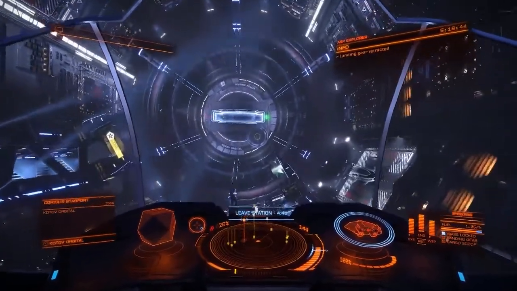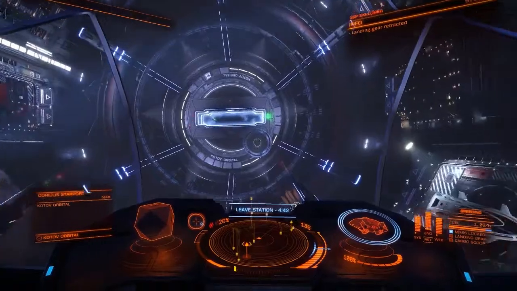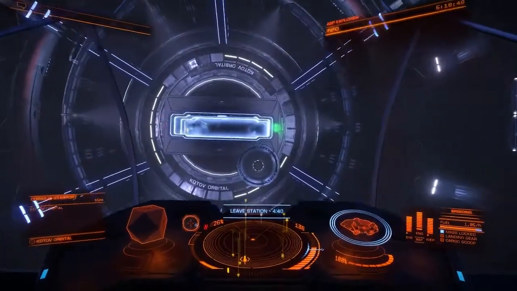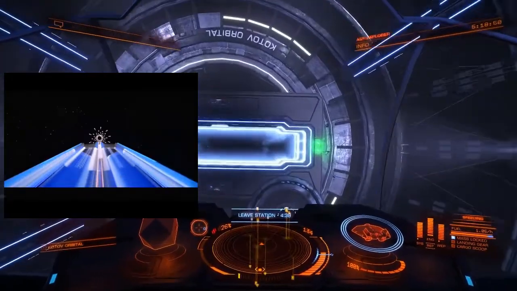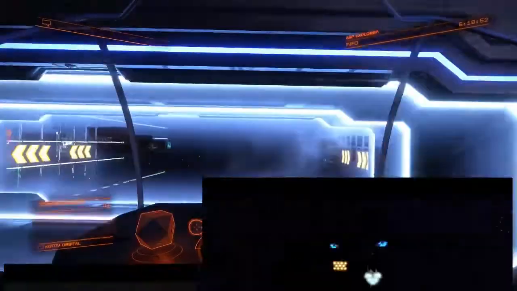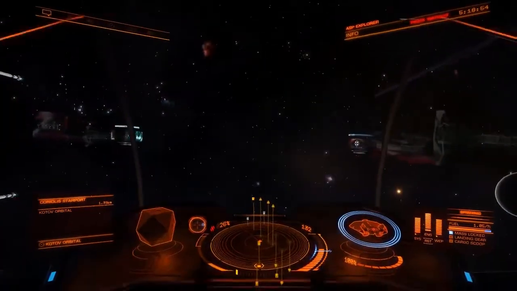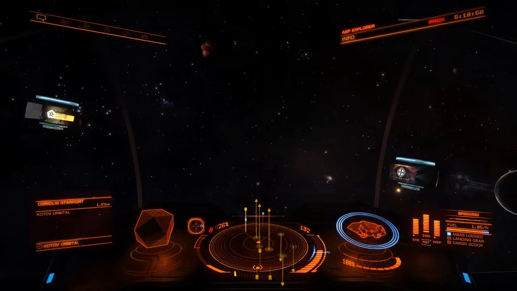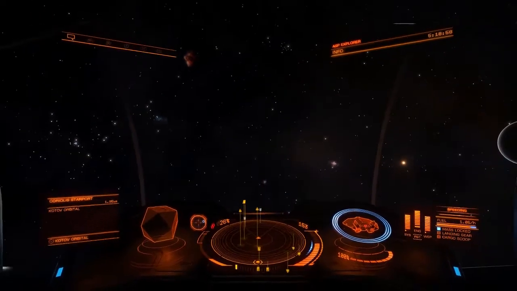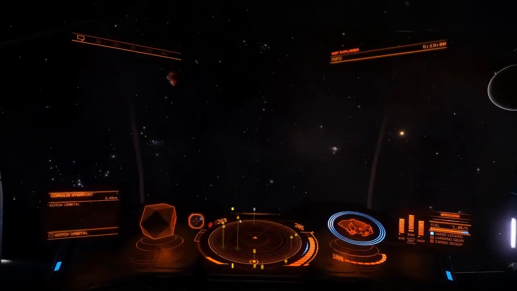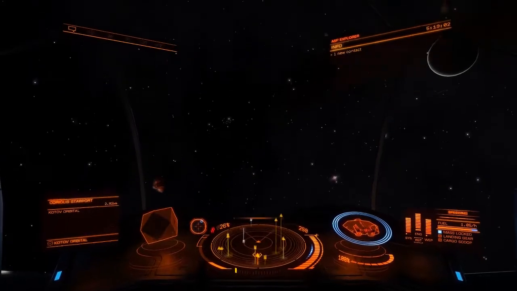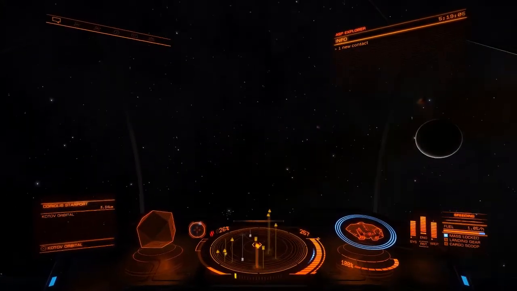It turns out that the frameshift drive in Elite Dangerous draws inspiration from both Star Trek's warp drive and Star Wars' hyperdrive. While we're making our way out of the starport here, there's one more concept I want to introduce before talking about superluminal travel, or faster than light travel, and that is the concept of spacetime.